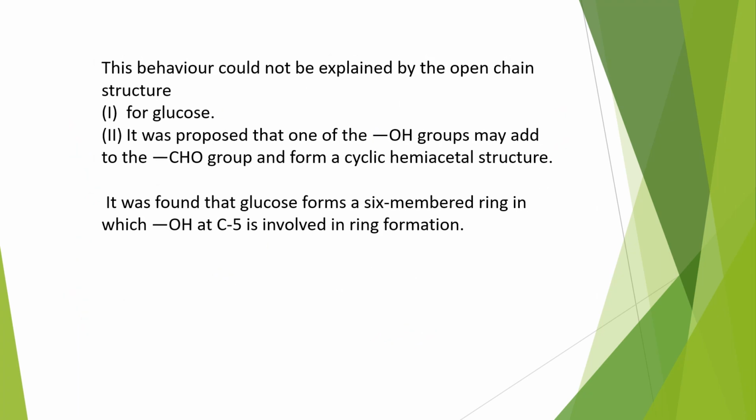This behavior could not be explained by the open chain structure for glucose because of these reactions which we discussed earlier. So what was proposed by scientists was that one of the OH groups may add to the CHO group and form a cyclic hemiacetal structure. How it happens we will see in the next slide, but we have to remember that it was found that glucose forms a six-membered ring in which the OH at C5 is involved in ring formation. This was the conclusion, right?